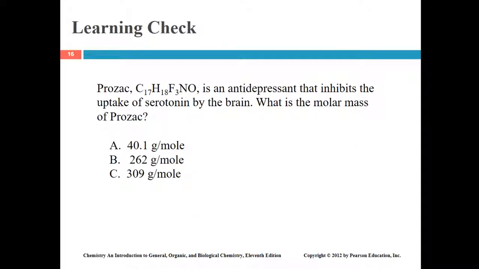All right, here's another one. Go ahead and see if you can find the molar mass of Prozac. Notice its formula: C17H18F3NO.